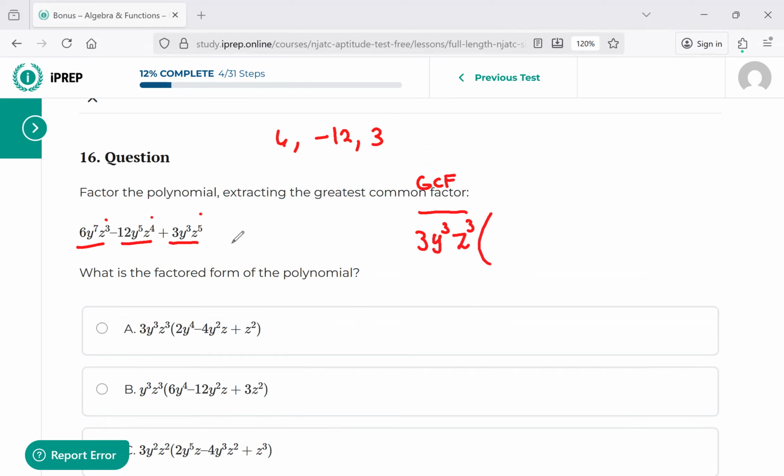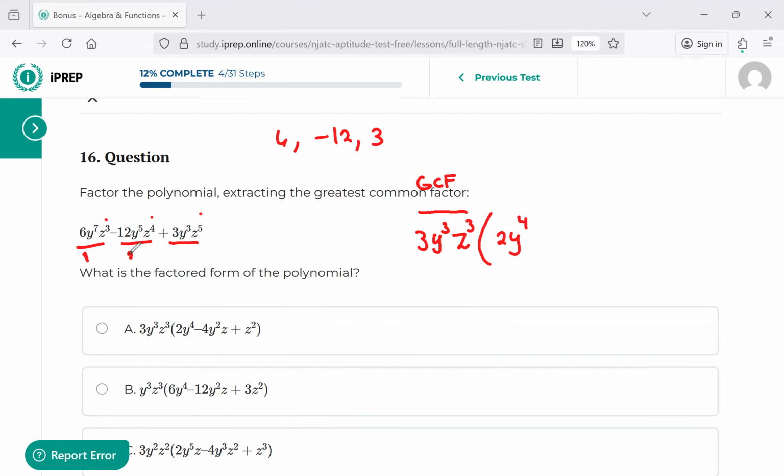Now we can't change our problem, so let's go back to the first term, this one right here. What do we have to multiply 3y cubed z cubed by to get the first term 6y^7 z cubed? We're going to need a 2. And then how many y's? Well, we already have 3, so how many y's do we need? We're going to need 4, right? And then what about the z's? Yeah, we don't need any more z's because we have z cubed, so we're good.